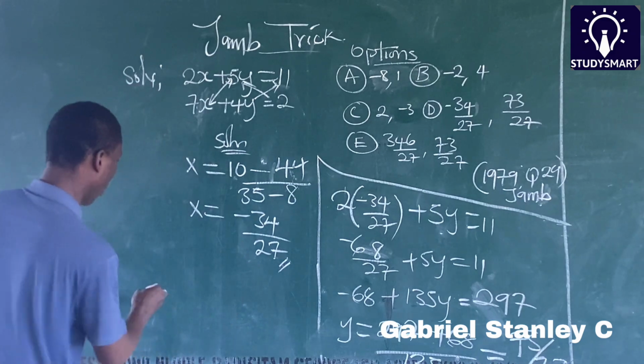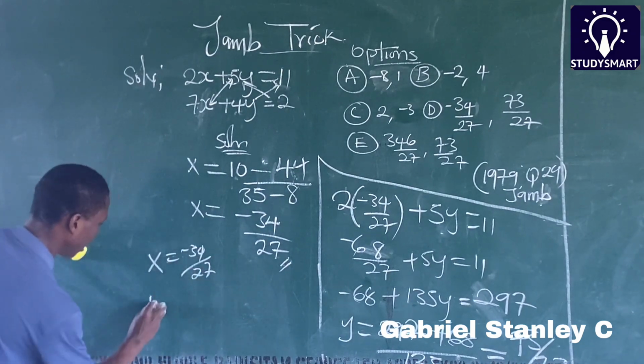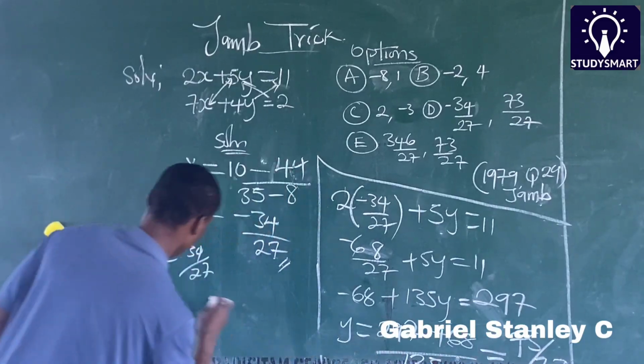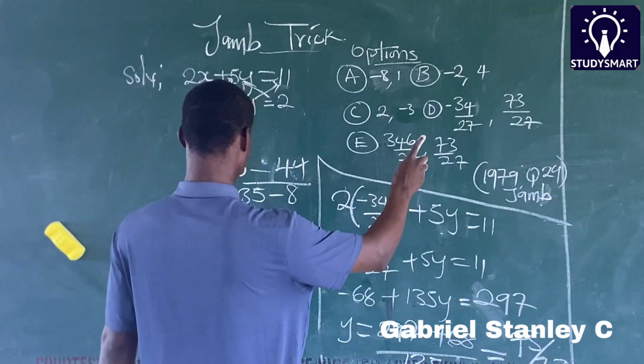So the value of x and y: x is equal to minus 34 over 27, and then y is equal to 73 over 27.